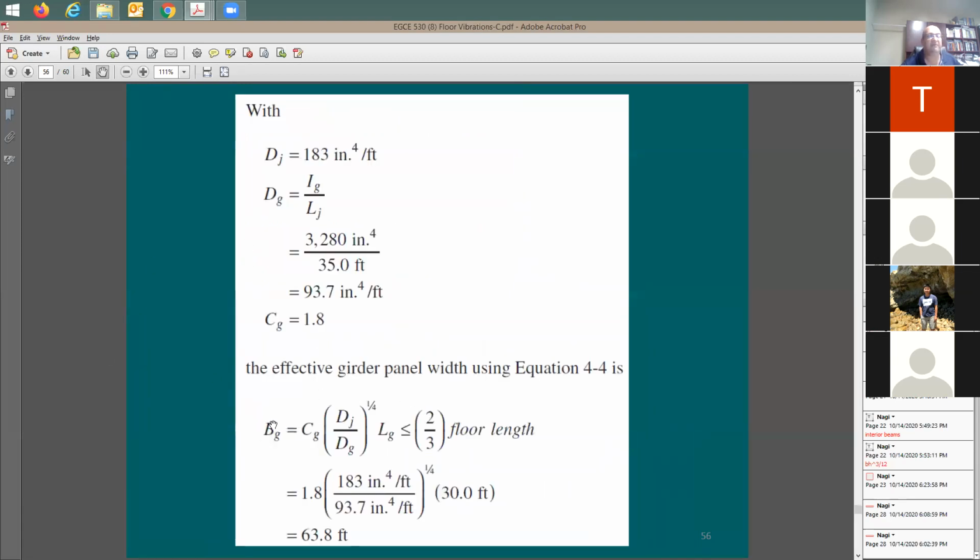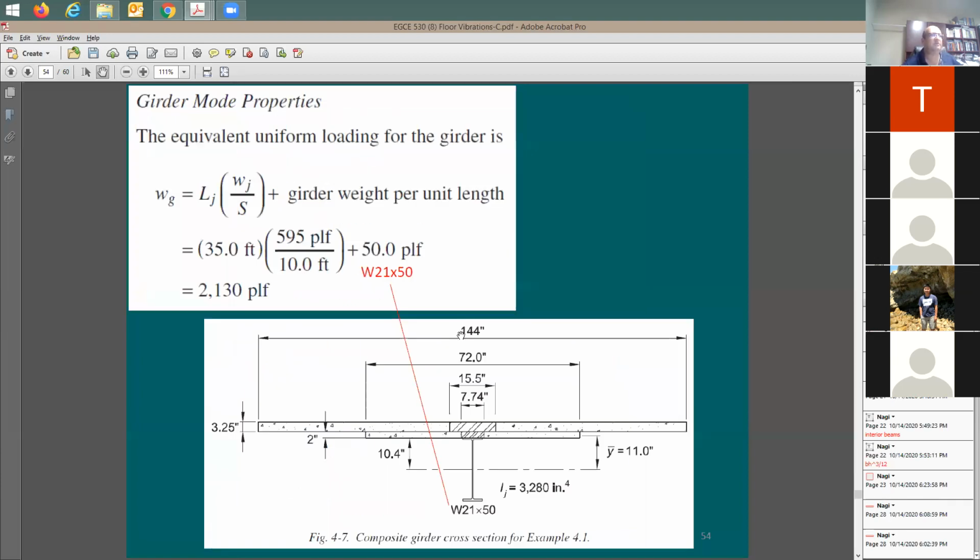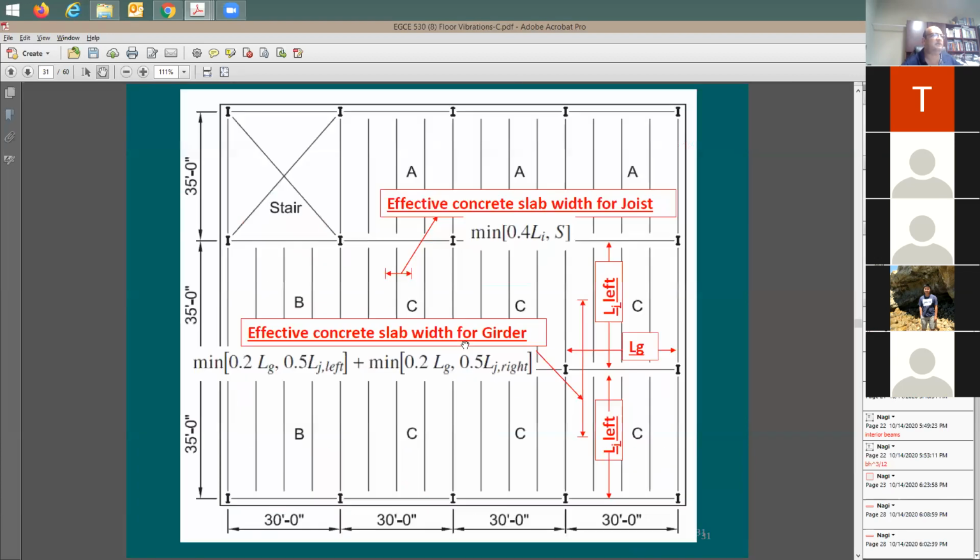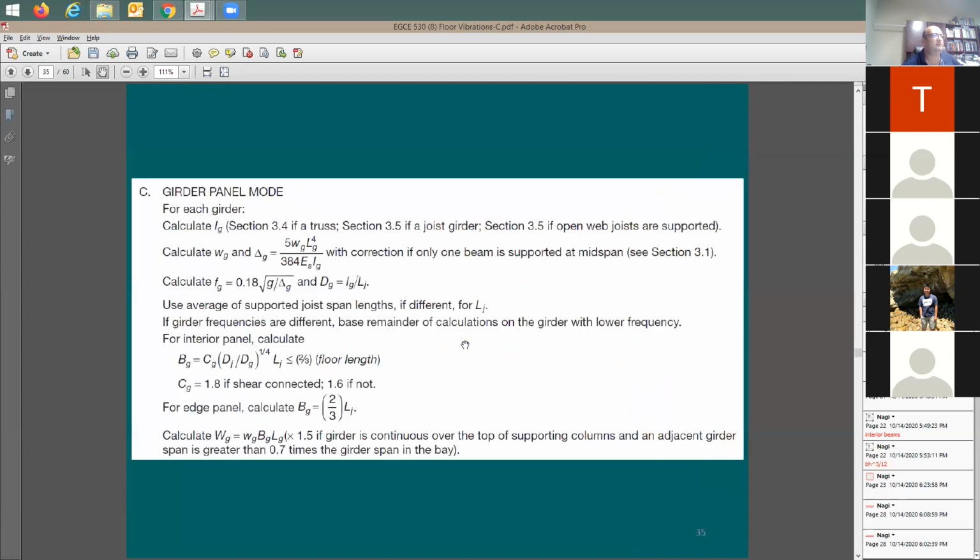And then you do the effective width. Now you need to have the moment of inertia of the beam per foot, and then you do the moment of inertia of the girder per foot. You remember this C sub G of 1.8? We have 1.8, we have 1.6. You guys remember this issue of the C sub G? Let me take you back here. It's right here. Is the 1.6, 1.8 mentioned here? Yeah, here it is, 1.8.